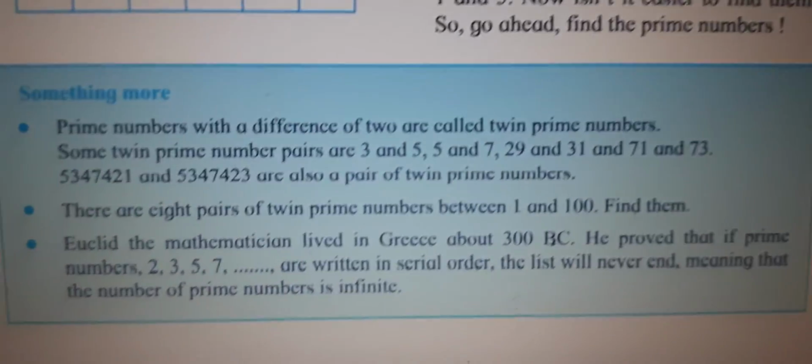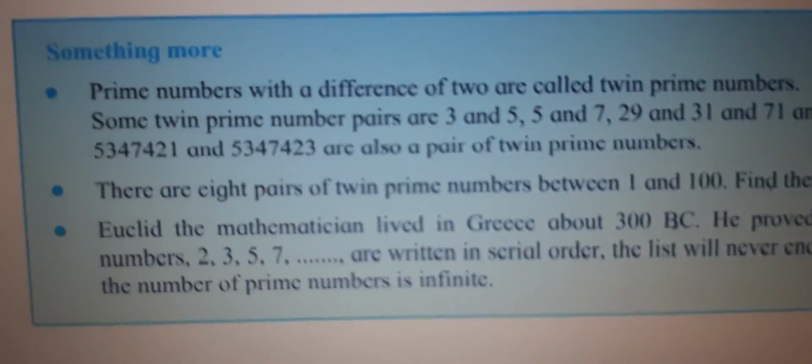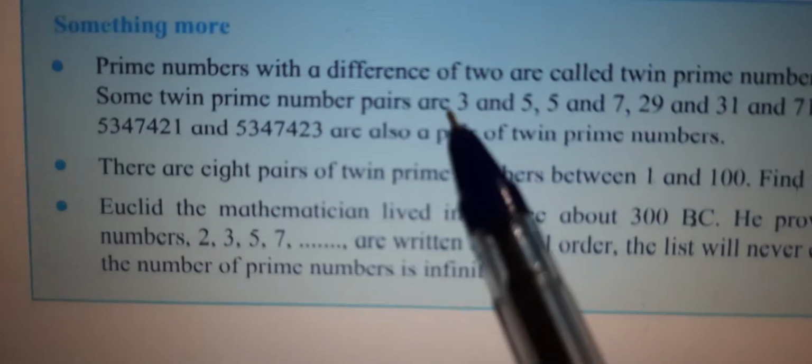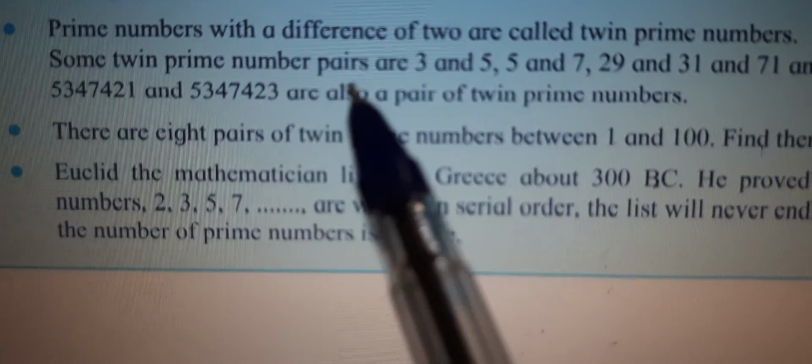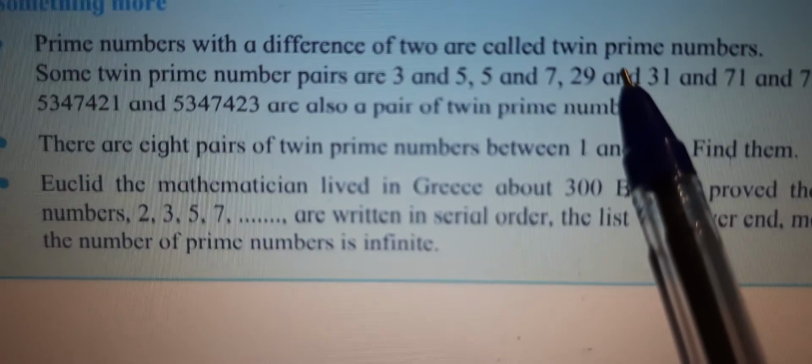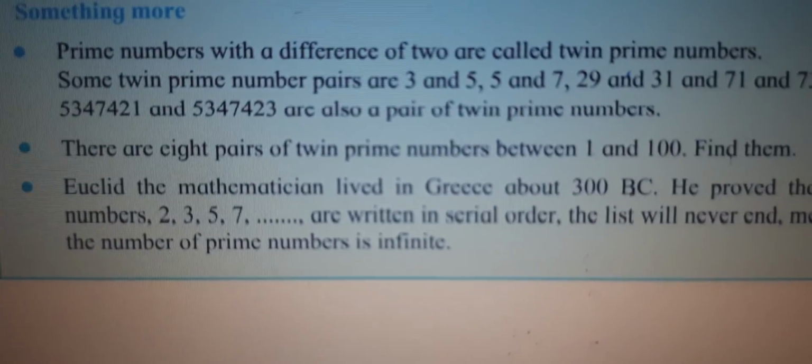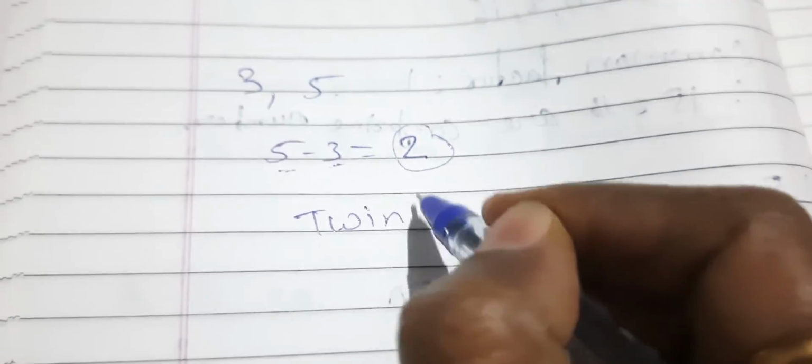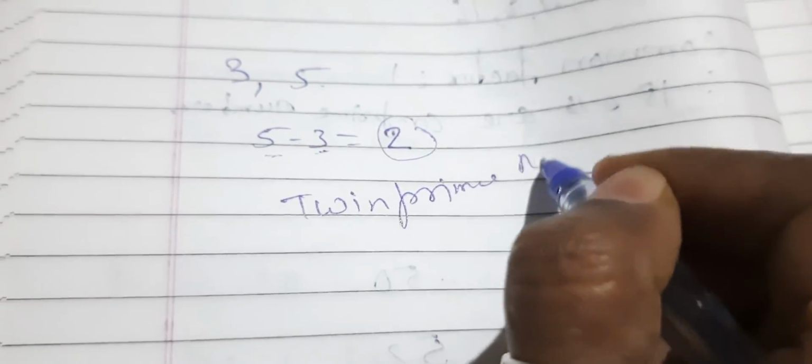Now this is something more which I am explaining to you, children. It is important actually. Prime numbers with a difference. Difference means minus. Prime numbers with a difference of 2 are called twin prime numbers. What does that mean? I will explain to you. Twin prime numbers means, take for example 3 and 5. 3 and 5 are prime numbers. 5 minus 3, you are getting 2. So whenever the difference between two prime numbers is 2, that means they are twin prime numbers.